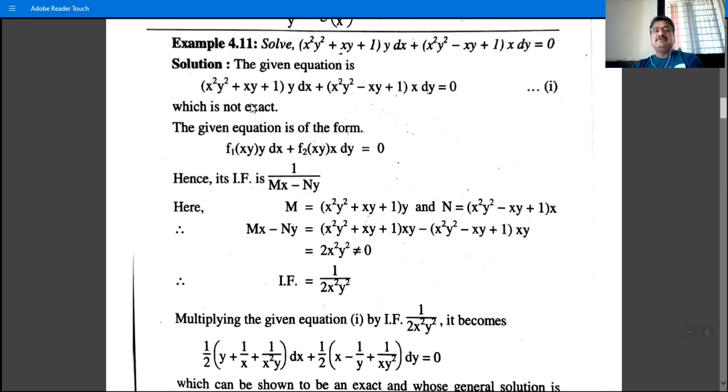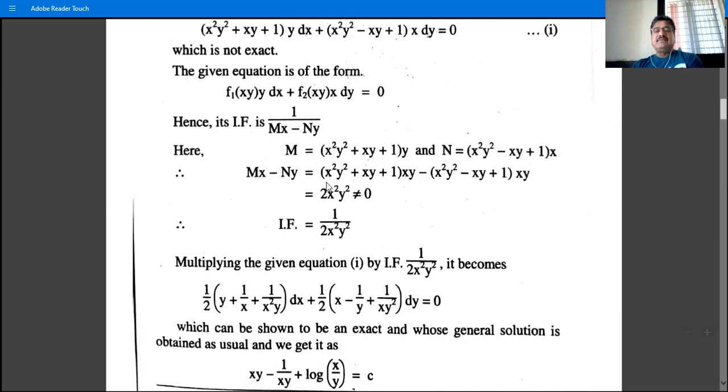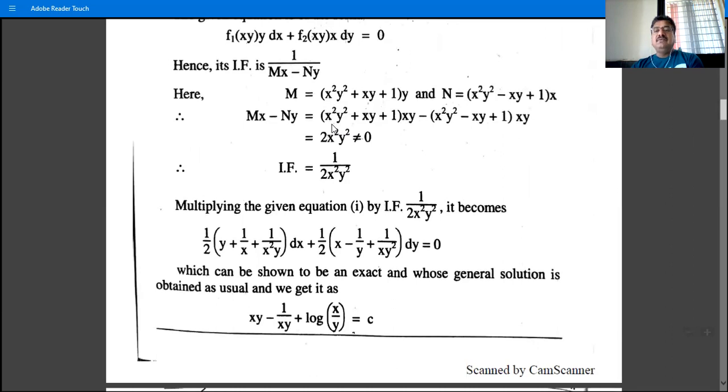So what is M? M is this and N is this. So what is Mx minus Ny? Multiply M by x and N by y, we have this. After simplification, we have x cube y cube plus x square y square plus xy minus x cube y cube plus x square y square minus xy. And so this becomes 2 times x square y square. Only x square y square remains, and the remaining terms get cancelled. There is 2 times x square y square, and it is not equal to 0, and so the integrating factor is 1 by 2x square y square.